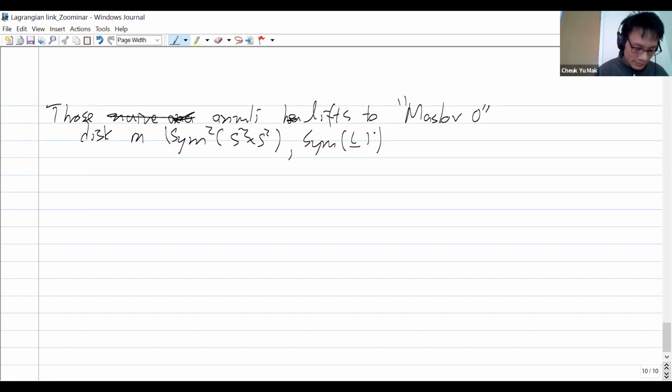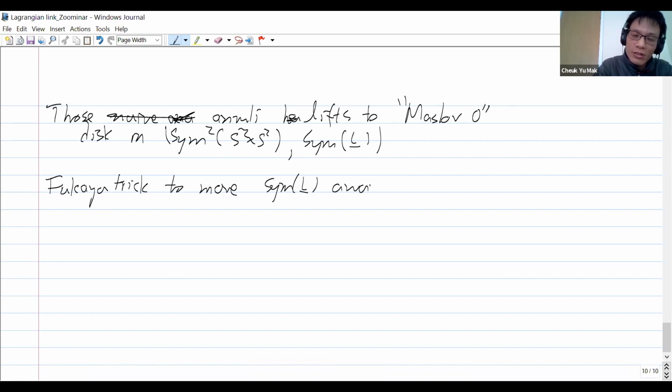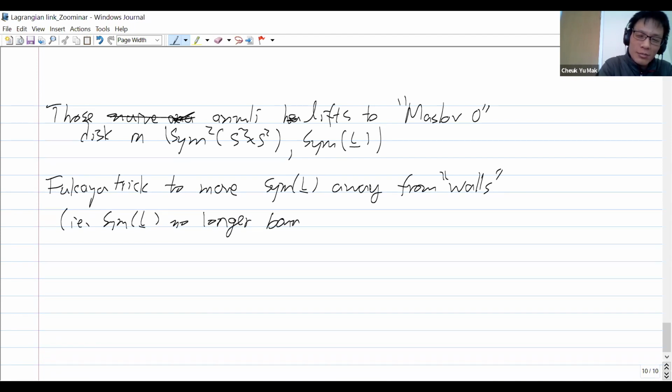Ultimately, what we need to do is apply the Fukaya trick to move this guy away from walls, in the sense that this guy will no longer bound holomorphic disks, no longer bound Maslov zero disks.